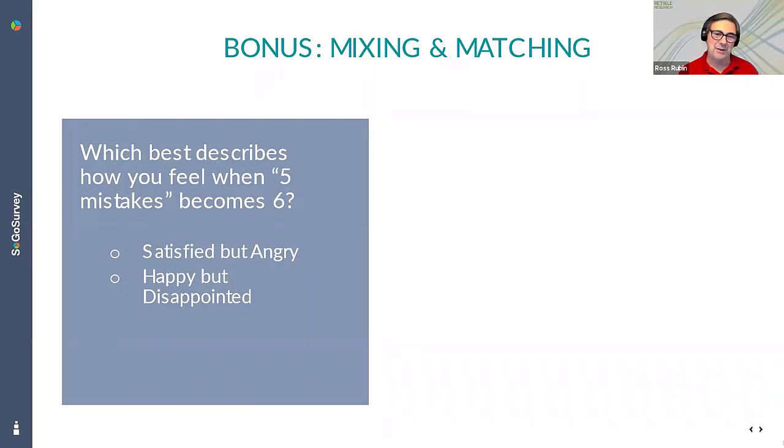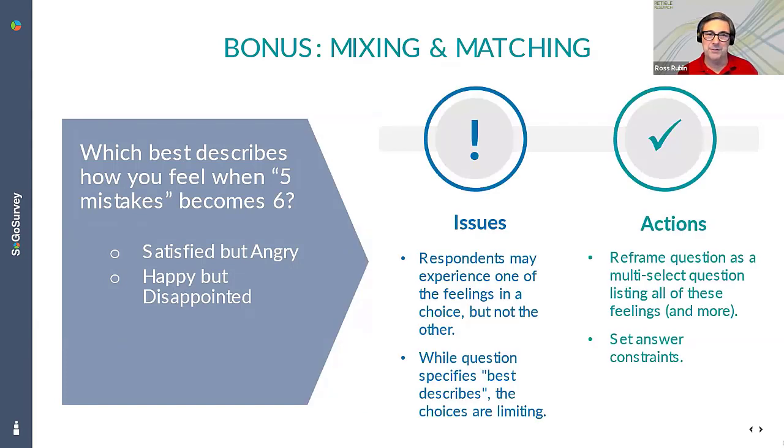So how can we fix this? Well, actually, this one's a pretty simple fix. We can change it to a multi-select kind of question, and we can include satisfied, angry, happy, disappointed as separate choices. We can allow the respondent to select multiple ones, and that would be a way of capturing that mix of feeling: I'm happy, but I'm also a little angry. So I hope no one feels that way. I hope no one's like, oh no, I can't believe you screwed up this number, counting to 5. This is a really big one.